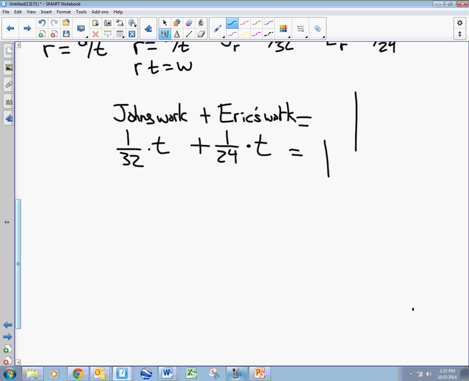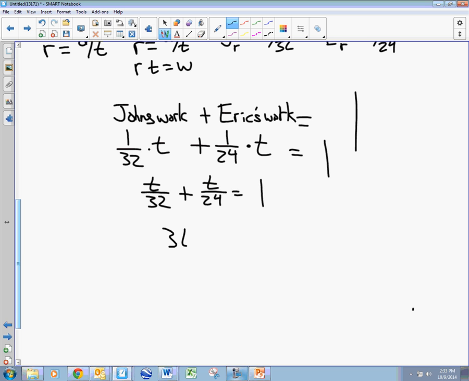1 over 32 times t over 1 is t over 32. Plus t over 24 is equal to 1. How do I solve an equation of that nature? Common denominators. What is a number that both 32 and 24 multiply to? Come on, you good number sense people. Starts with a 90, ends in a 6. Very good. All right. So 32 times what is 96?